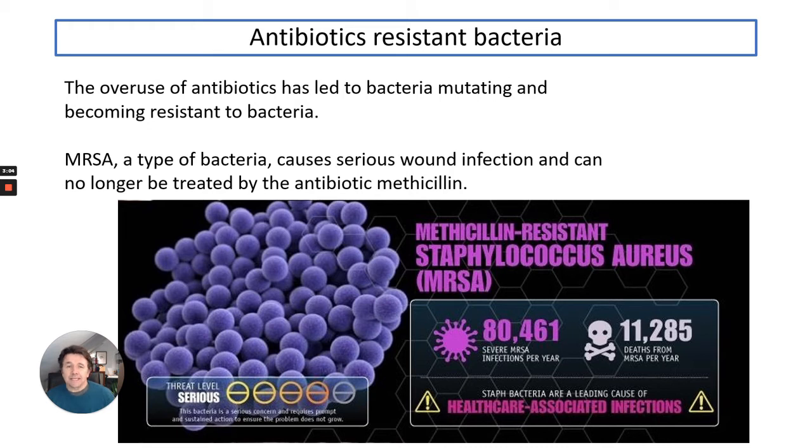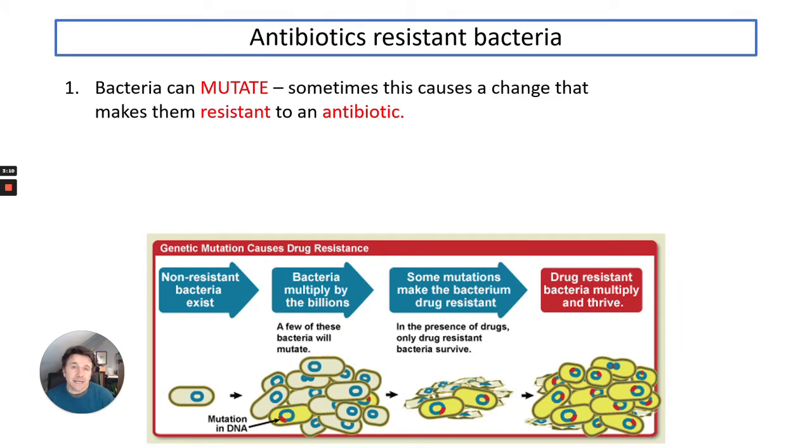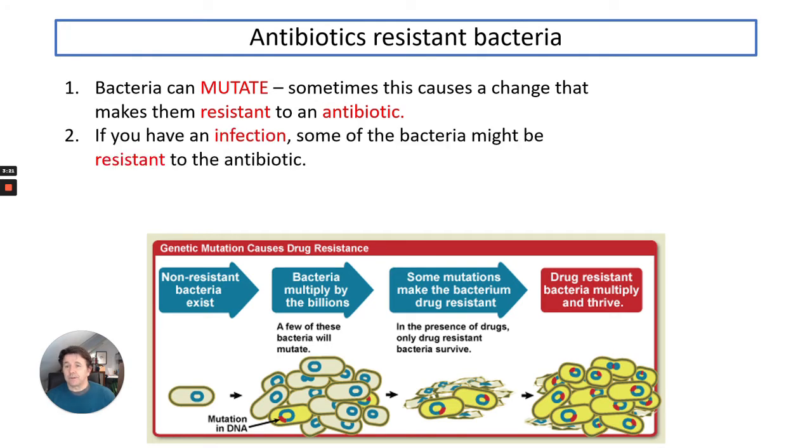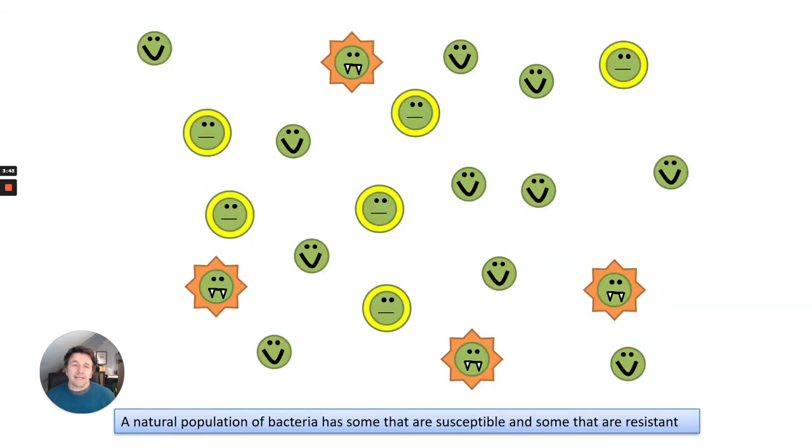So let's think about how antibiotic resistance comes about. Well, firstly, as I said, bacteria can mutate. Sometimes this does cause a change that makes them resistant to an antibiotic. This is a form of what we call natural selection. Secondly, if you have an infection, some of the bacteria might be resistant to that antibiotic, as you can see in the diagram, and therefore they will survive, and they reproduce, and therefore the resistant strains multiply and thrive.